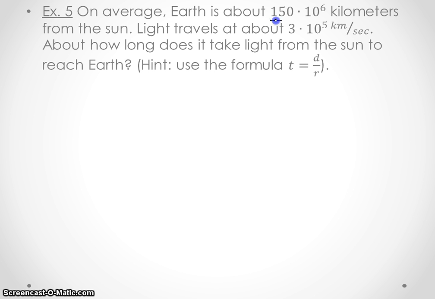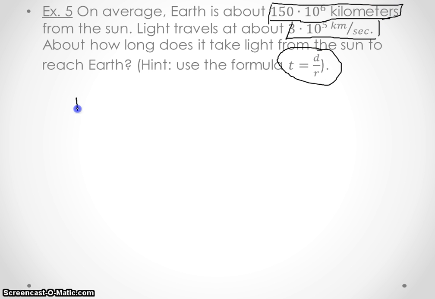Now if you notice, our numbers here are in scientific notation. So since we now know about powers, we're going to be able to work with those numbers. All right, so we're going to use this formula T equals D over R, which is just time equals distance over rate. So we have our distance. It's 150 times 10 to the 6th kilometers. On average, the Earth is about that far from the sun. So that's going to go where our D is here.